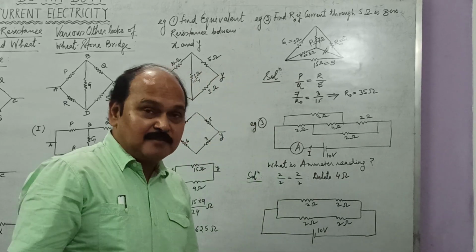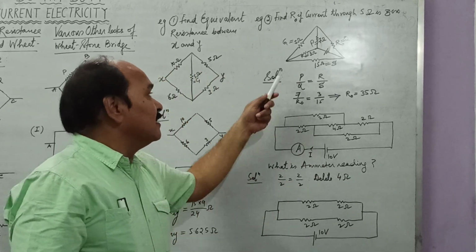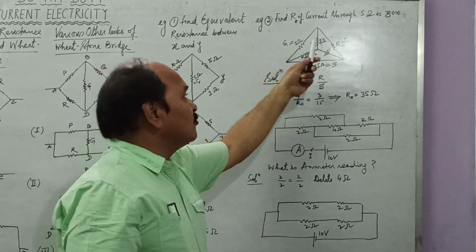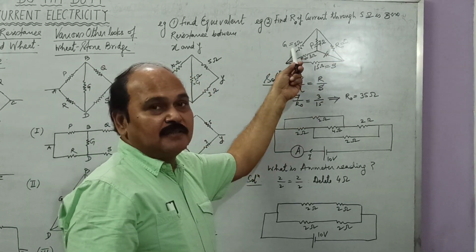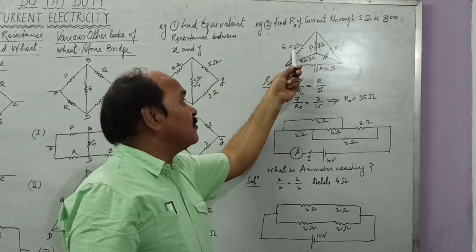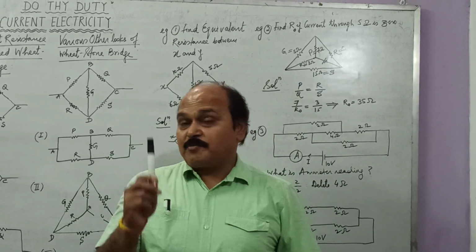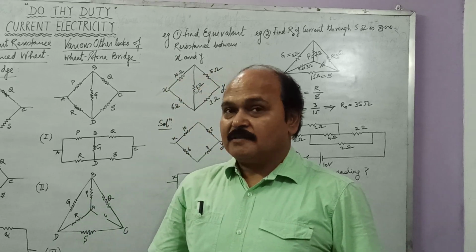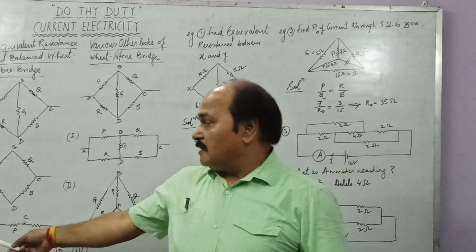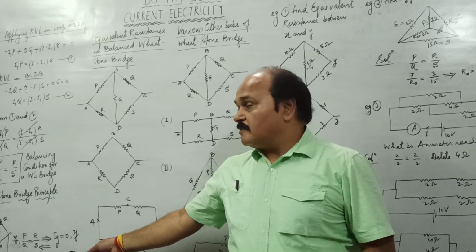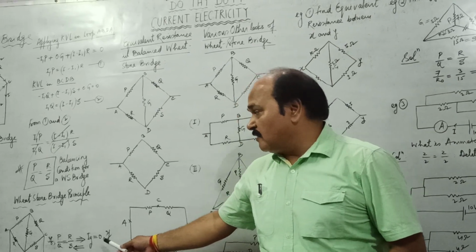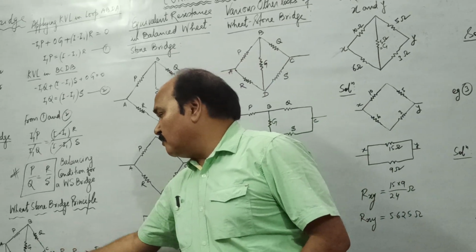Now check whether it is balanced or not. Well, in the question it is said that current through 5 ohm, this is the 5 ohm G, the diagonal resistor, current through 5 ohm is 0. Well, when current through 5 ohm is 0, that is possible only when the Wheatstone bridge is balanced. We have just studied the Wheatstone bridge principle, which says that if current passing through the ammeter is 0, then P by Q is equal to R by S.